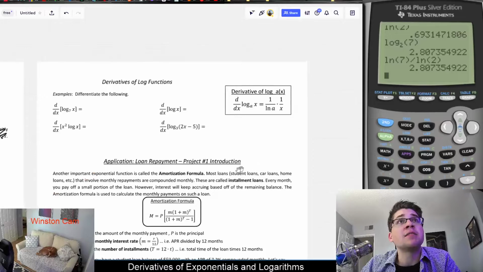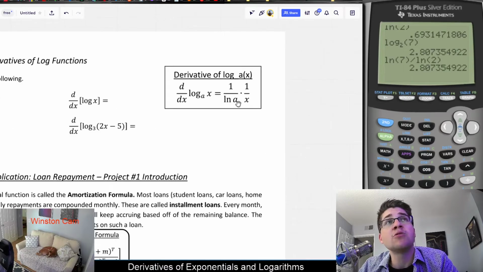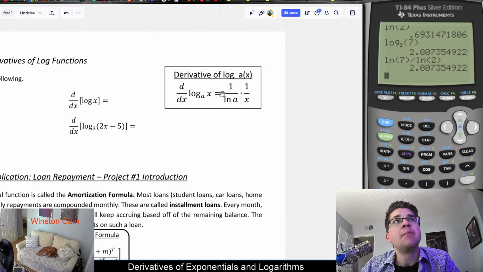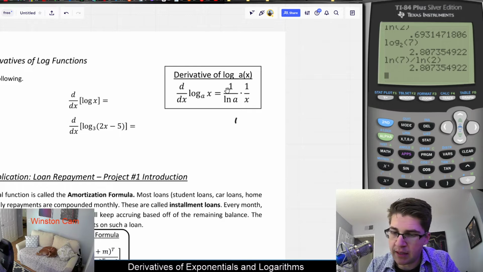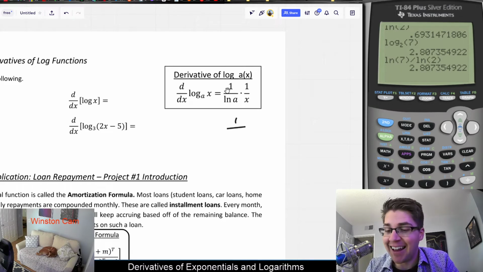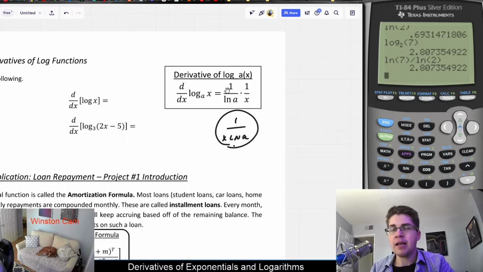And if you look at the next page, that's exactly what this is: the general derivative of log base a of x. Sorry, that's like an underscore, but it didn't come through very well in the packet. But it says it's 1 divided by ln a times 1 over x. Or again, you could write that put together as 1 over x ln a, as I like to remember it.